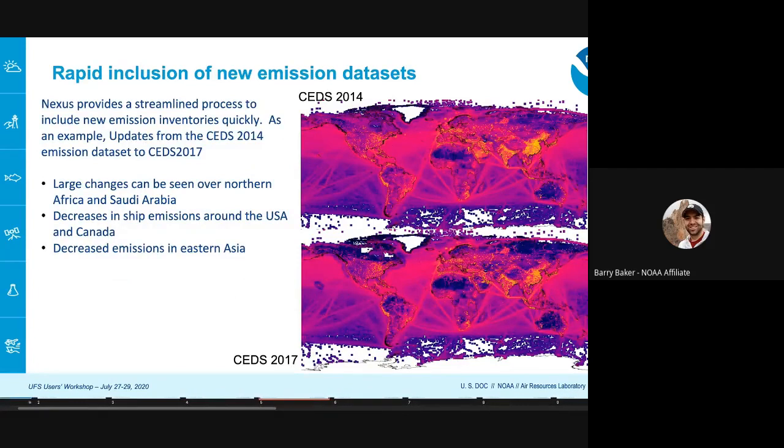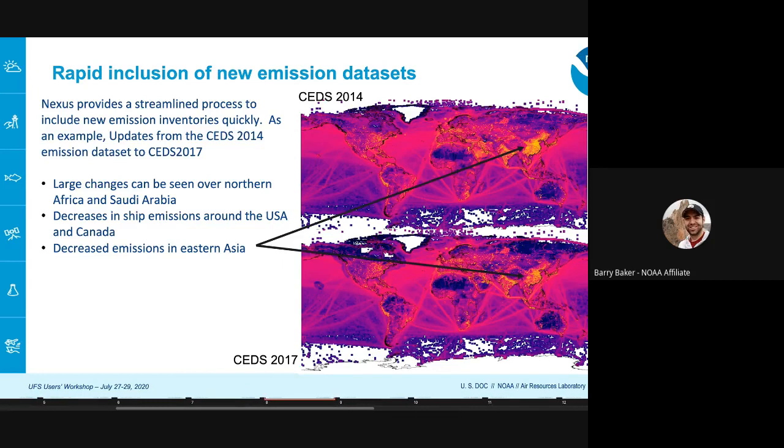One of the things that we need to be able to do is to rapidly include new emission data sets. In this case, what I'm showing is the emissions from the CEDS 2014 emission database, which is being used in GEOS aerosols. Then recently we grabbed the new emission data set that was released multiple years later, and we're able to include this really rapidly. You can see some pretty drastic changes. For example, over Saudi Arabia and Northern Africa, you can see large decreases in emissions, especially over Saudi Arabia. You can see shipping emissions are changing along the coast of the US and Canada, and also along Hawaii.